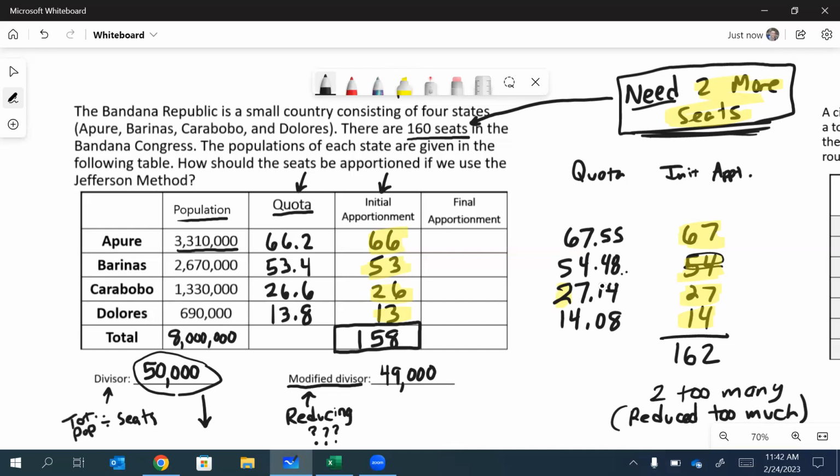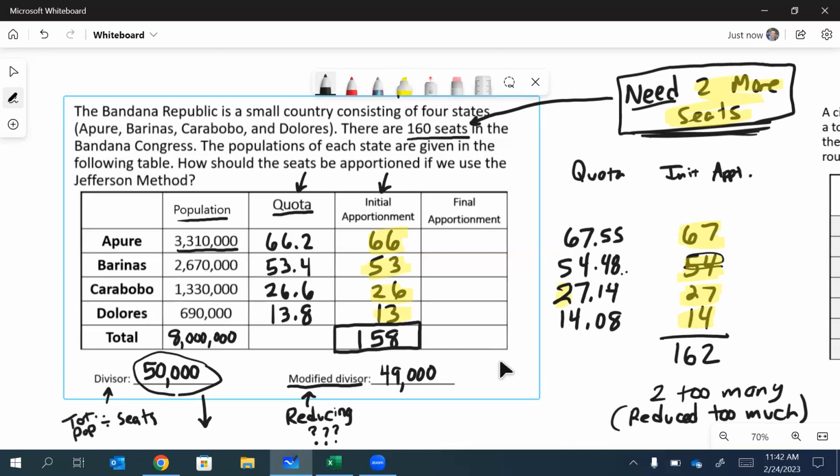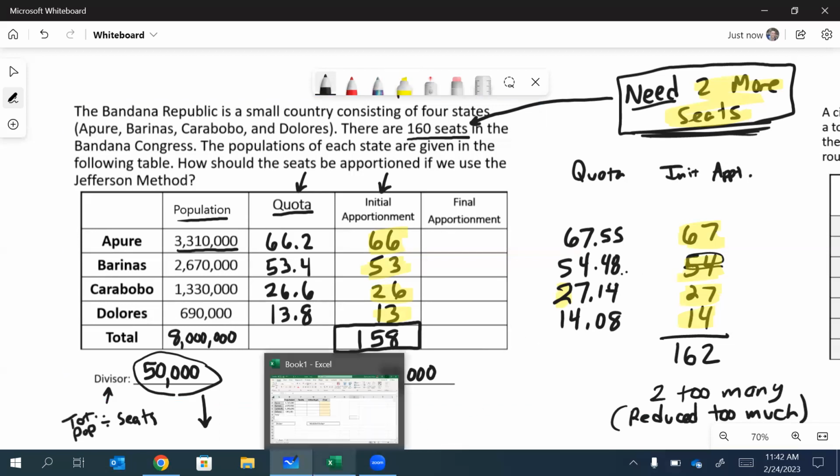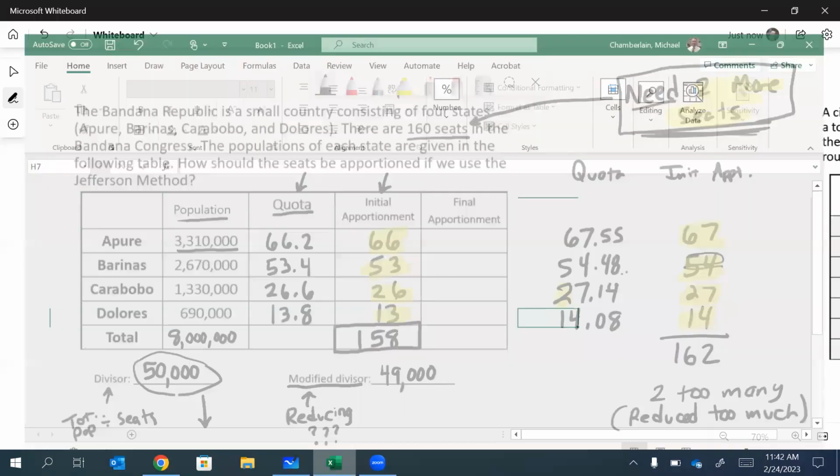So let me show you how technology can play a role and help. And I can send you this spreadsheet, or you can recreate it yourself if you're comfortable. I'm going to use Excel. However, you can do the same thing using the Google Sheets, which is free.